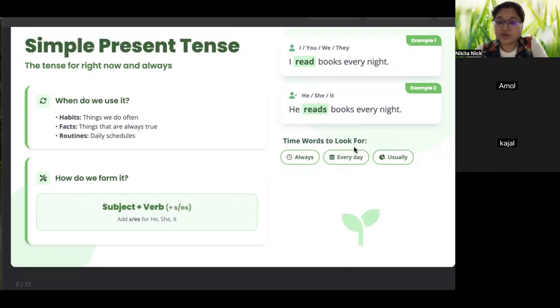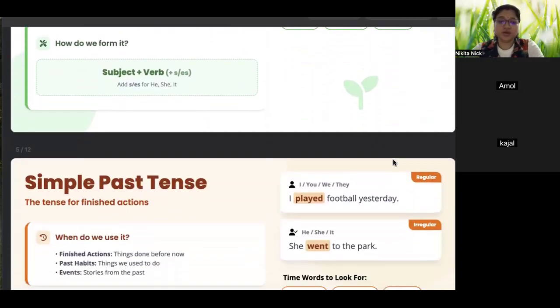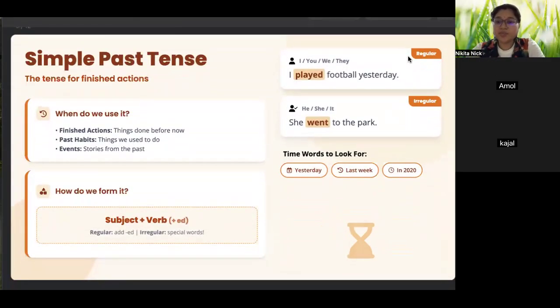Time words for present tense. What are the time words? Always, every day, usually. Very good. Now, simple past tense. In past tense, we will learn about regular and irregular verbs, not in a day, but later on. So you have to remember there are two kinds of verbs right now, regular and irregular.